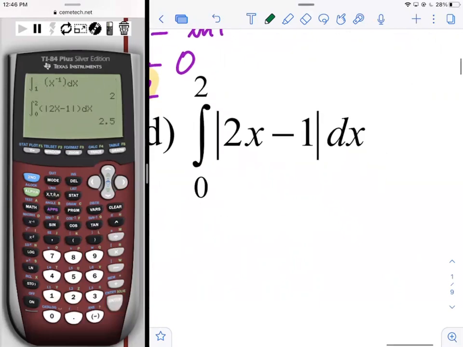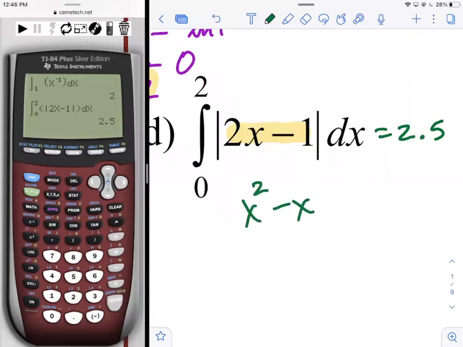Oh, it's 2.5. Okay, 2.5. Easy, easy squeezy lemon peasy. Or 5/2. Hey, it's also 5/2. But what if we didn't have the calculator? Can we find the antiderivative of 2x minus 1? Well, we can find the antiderivative of 2x minus 1, right?